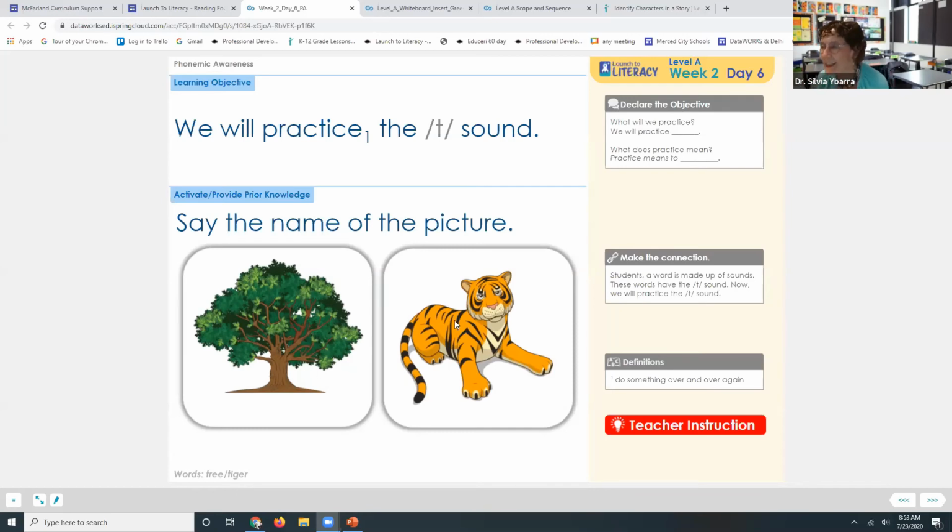Now, tiger. Can you all say tiger? Remember, I'm watching if you're moving your mouth. Can you all say it? Tiger. Very nice. One more time. Tiger. Very nice. Students, if I hear these words at the beginning, I hear the t sound. Can you all tell me? I hear the t sound. Very nice. I want to see those lips moving. Can I see them? Very nice. Students, that's what we're going to practice over and over again. We're going to practice the t sound. High five.